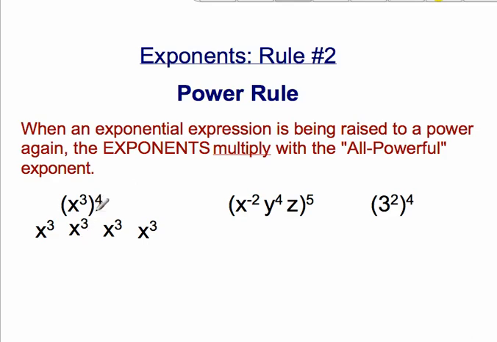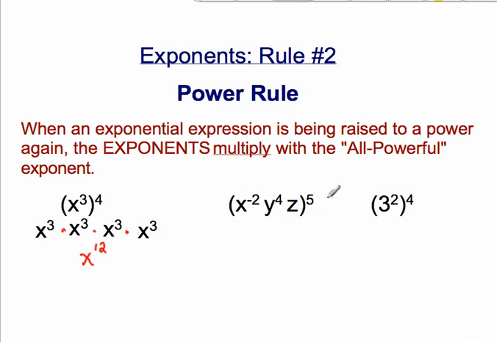And when you have this, as you see, what this x to the third to the fourth means is that we have x to the third repeated 4 times in our multiplication. So if you remember from our multiplication rule, what we do is we have to add all those exponents. Well, when you add 3 4 times, it's the same as multiplying 3 times 4, so that gives us x to the 12th power. And that's what we do with the all-powerful rule, is we multiply our exponents. We multiply the all-powerful exponent times all the other exponents in the problem.